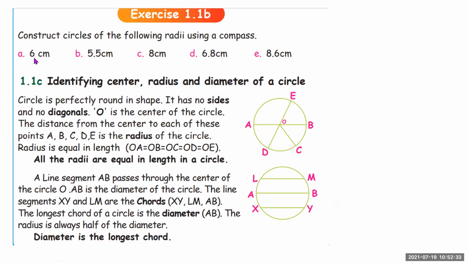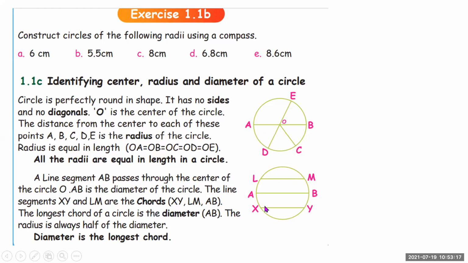So construct different circles of given dimensions, 6 centimeter, 5.4 centimeter. So here O is the center, and OB, OE, OA, OD, OC are radii. DE is a diameter because this line touches both sides of the circle and passes through the center. So DOE is a diameter. Again, AOB is also a diameter, but not CO. CO goes from the center to one edge, so here it is known as a radius.